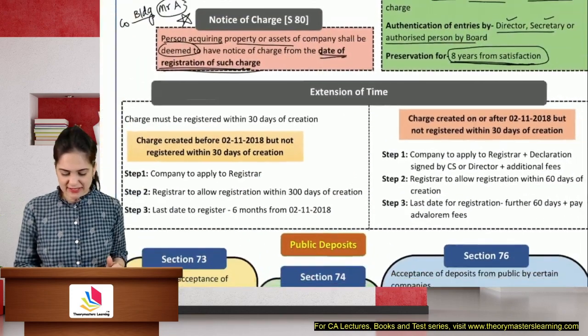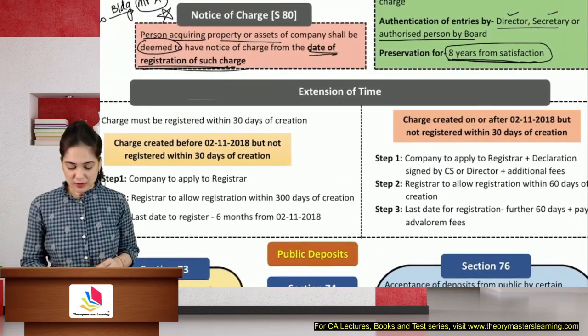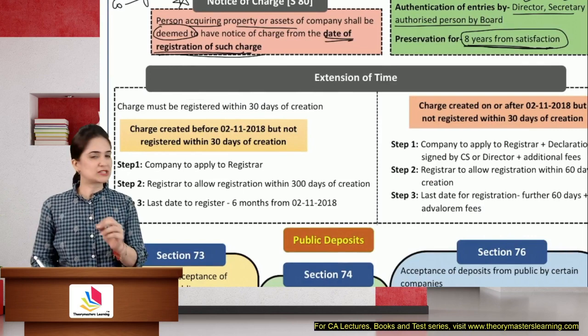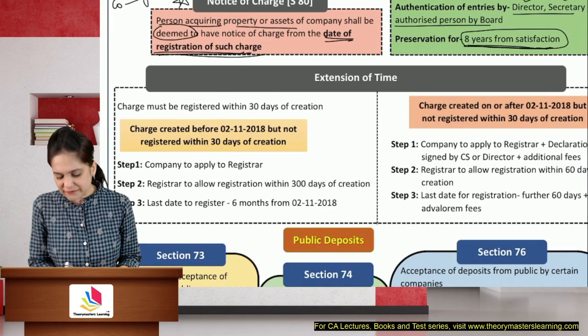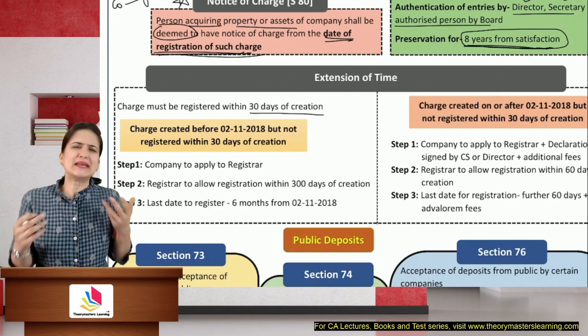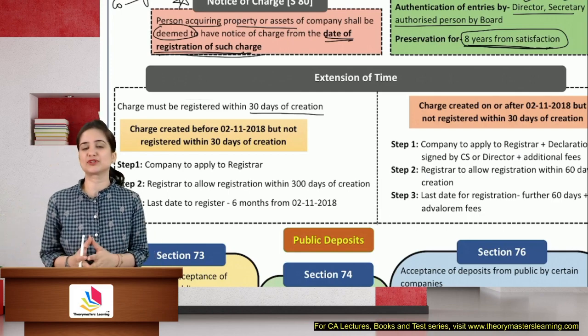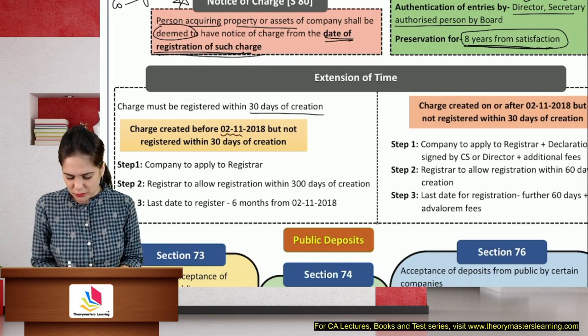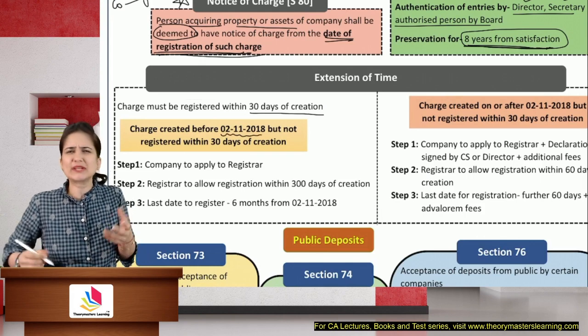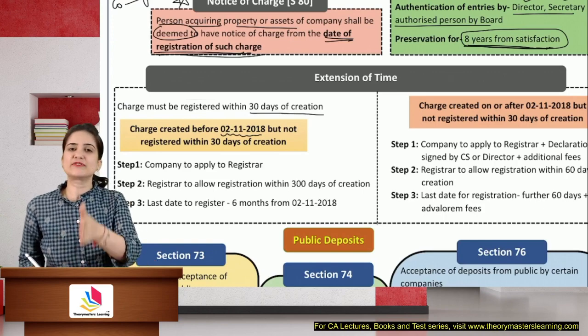Important for exam, extension of time. Now, every charge must be registered, but within what time? A charge must be registered within 30 days of creation. But what if I am a lazy company? I fail to register the charge within 30 days. If the charge is created, students, before 2nd November 2018. Now, what an odd date, no? This was the day on which the ordinance was passed.